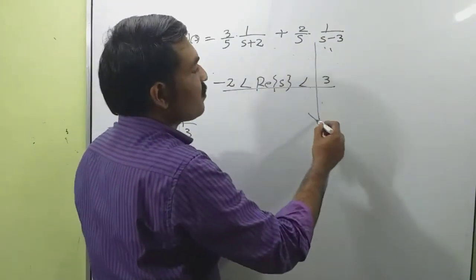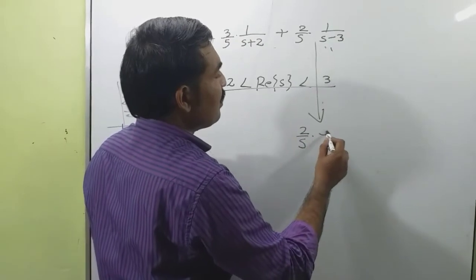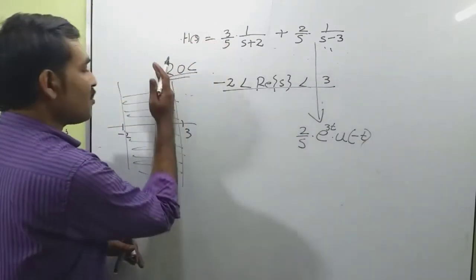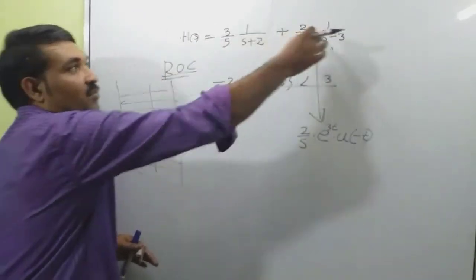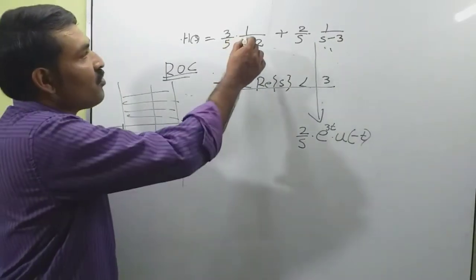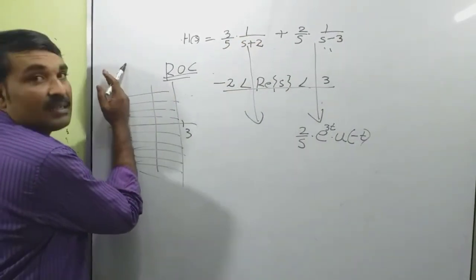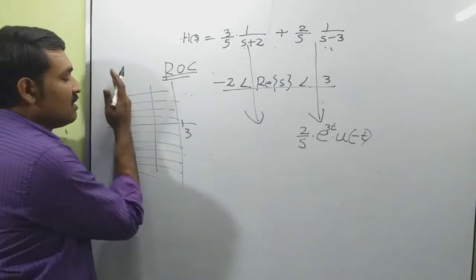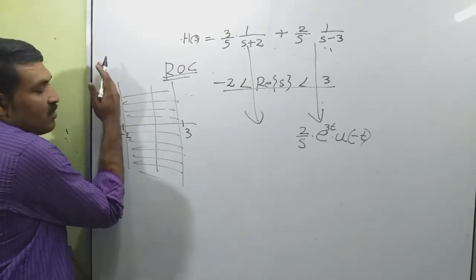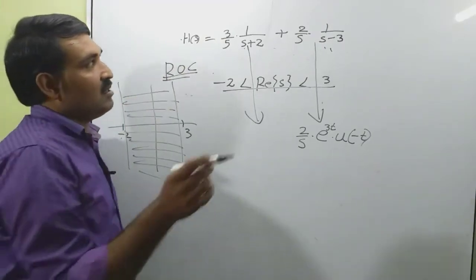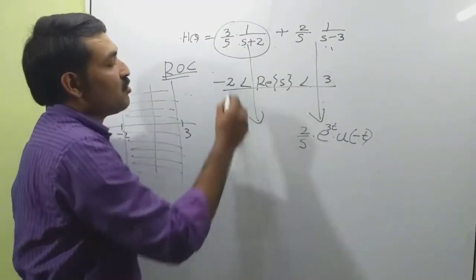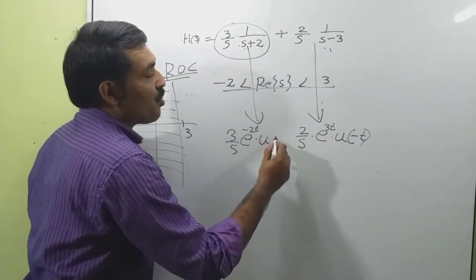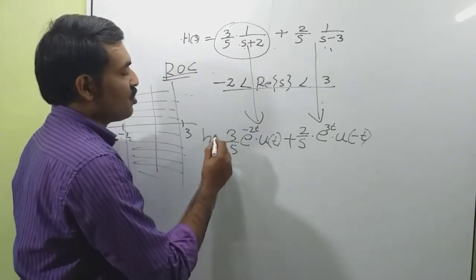So the Laplace inverse of this is equal to 2 by 5 into e raised to 3t into u of minus t. So ROC is towards the LHS of the S-plane for this portion of the signal. Now for this portion of the signal, the region of convergence is towards the RHS of the S-plane, so this is causal. If ROC is towards the left, that means anti-causal. So the Laplace inverse of this portion is 3 by 5 into e raised to minus 2t u of t. So this is the h of t.